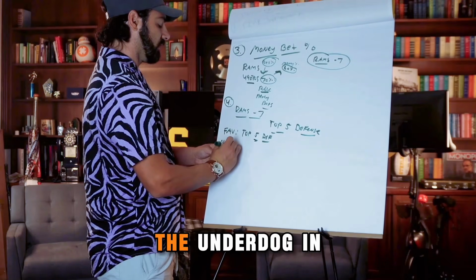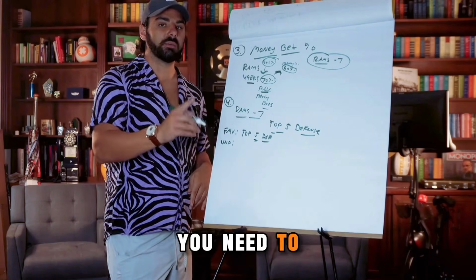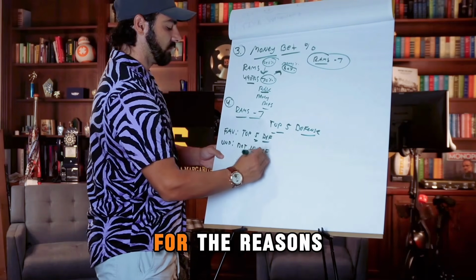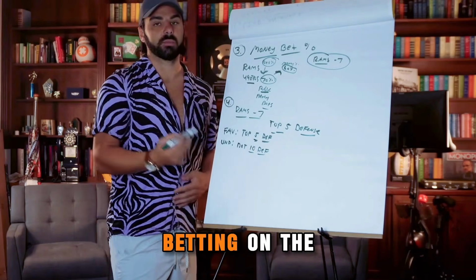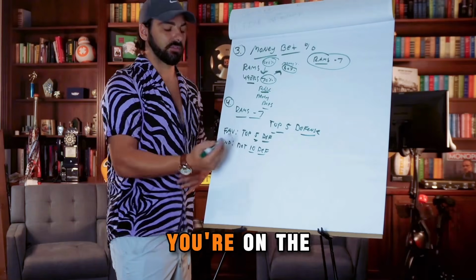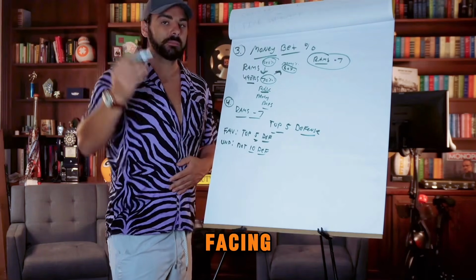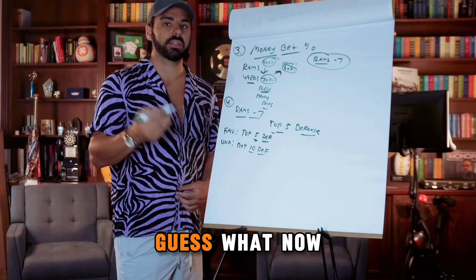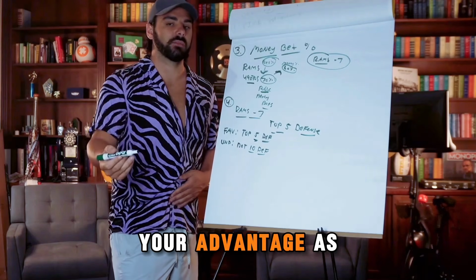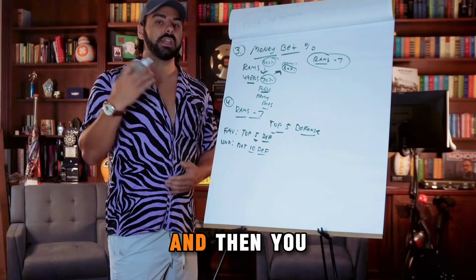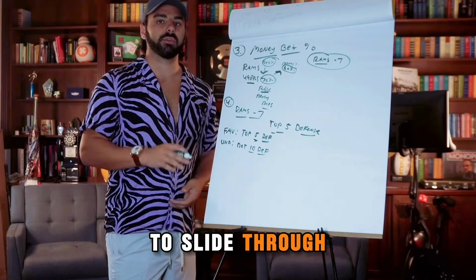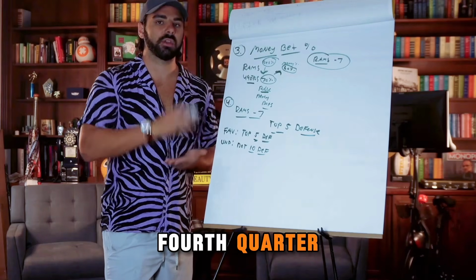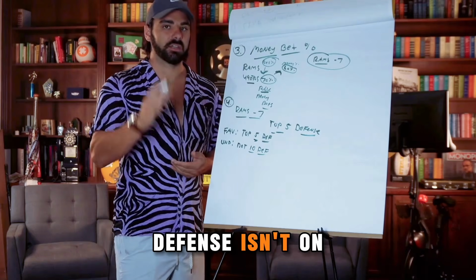If you're taking the underdog in the matchup, you need to make sure that the team they're facing has at least a bottom 10 defense, for the reasons that I just explained for if we were betting on the favorite. Because now, if you're on the underdog and the team you're facing has a defense that isn't that great and is susceptible to backdoor covers, guess what? That plays into your advantage as the underdog, because you're getting points and you might be able to slide through and cover that spread through the back door in the 3rd or 4th quarter because that opposing defense isn't on their game.